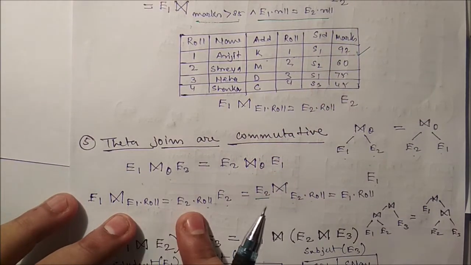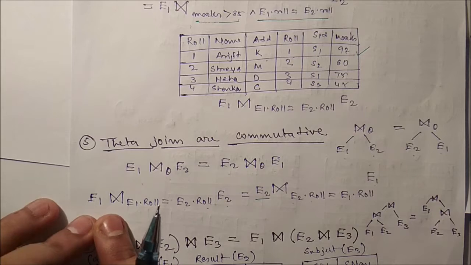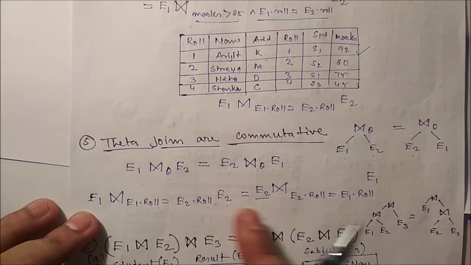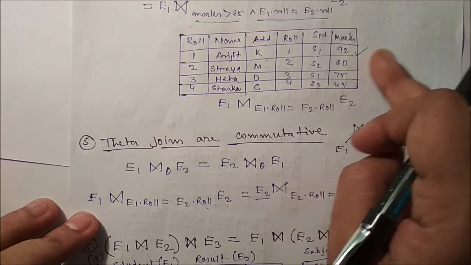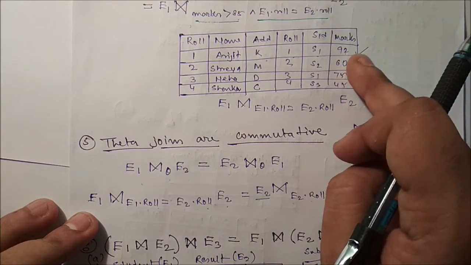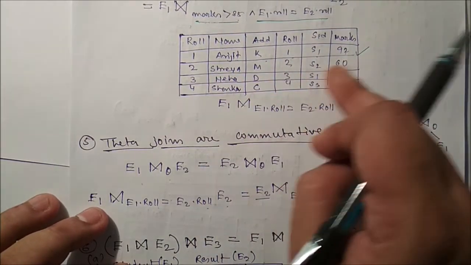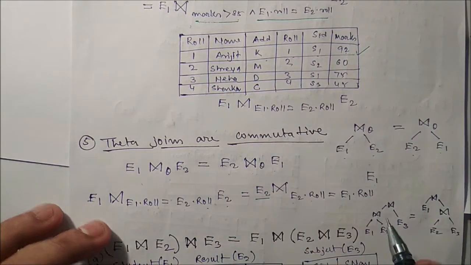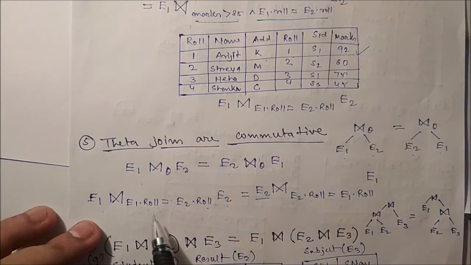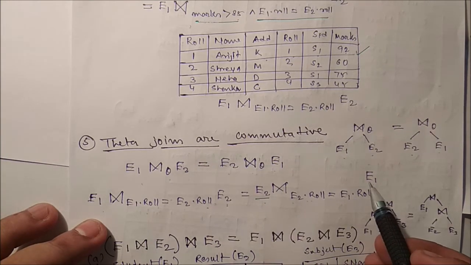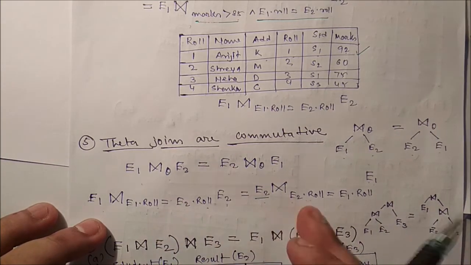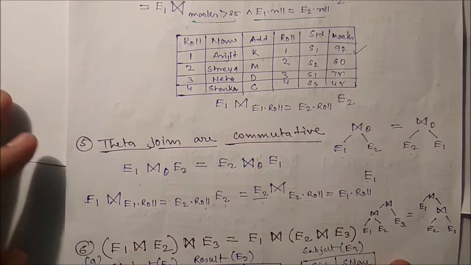If you use E1 first, then E2, or E2 first, then E1, ordering may be different, but these two sets should be the same. And definitely for us the ordering is immaterial. So E1 theta join E2 is equal to E2 theta join E1. That means both the expressions are equivalent.